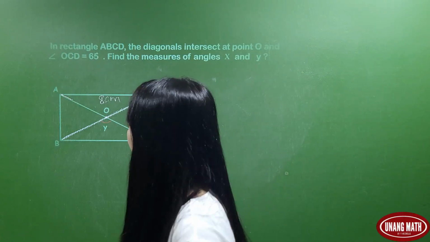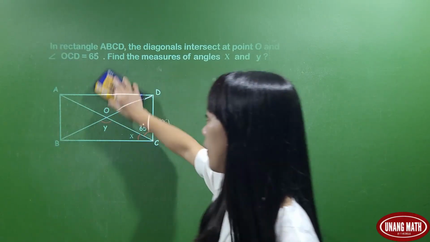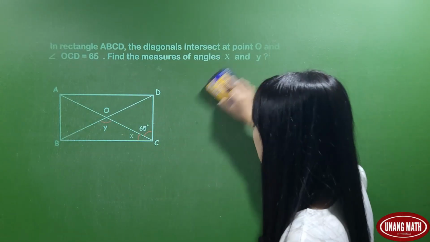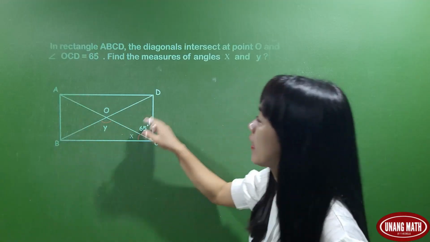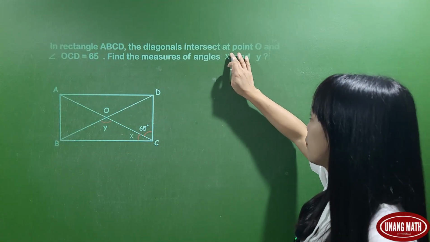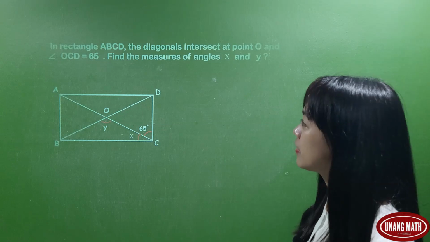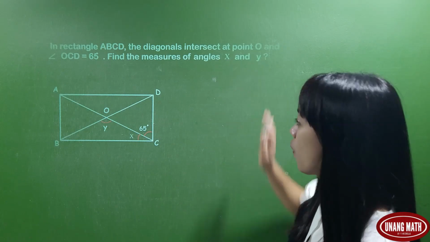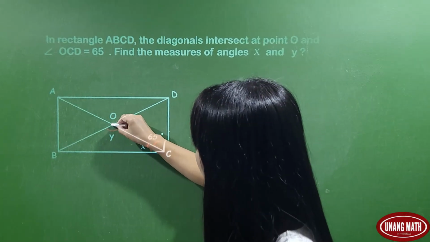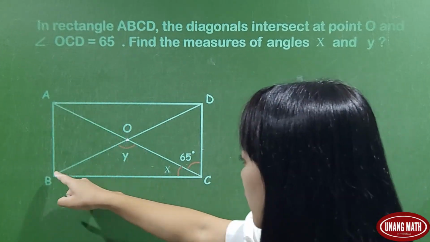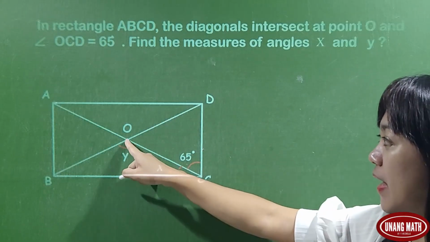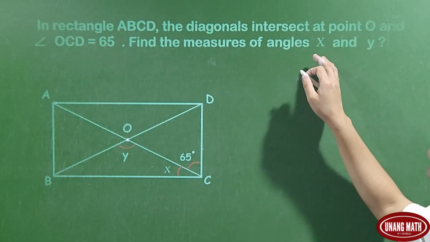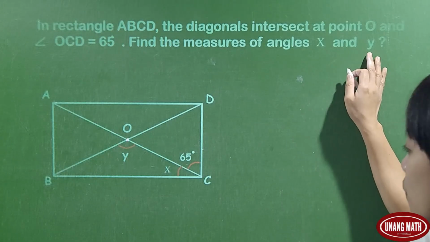Okay, now let's answer the following problems. So this is our first problem. In rectangle ABCD, the diagonals intersect at point O and angle OCD is 65 degrees. We will find the measures of angles X and Y. So this is the point where these two diagonals of this rectangle meet or intersect. So that's point O. We will find the measures of angles X and Y.